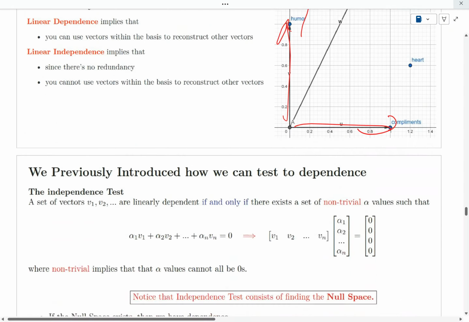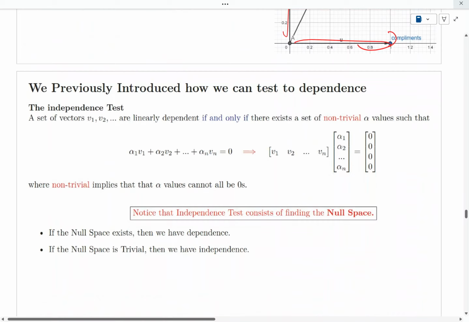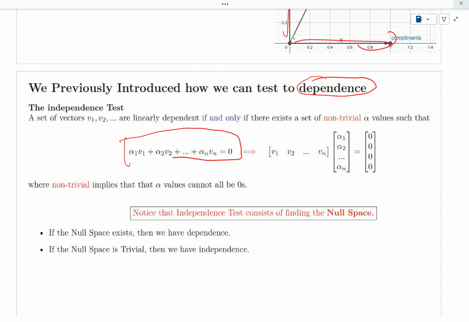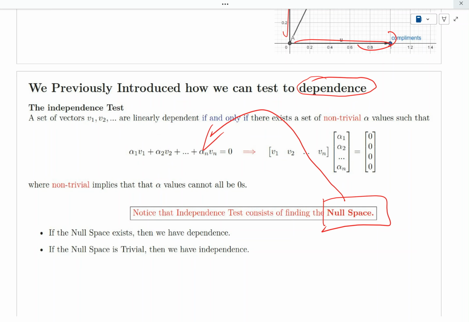Okay, so previously we learned how to run the test for independence, which is when you add these up, you get a zero. So the test for independence is the test for null space. They're identical. So you want to merge these two ideas: that independence has redundancy, and null space, if there is a null space, right?